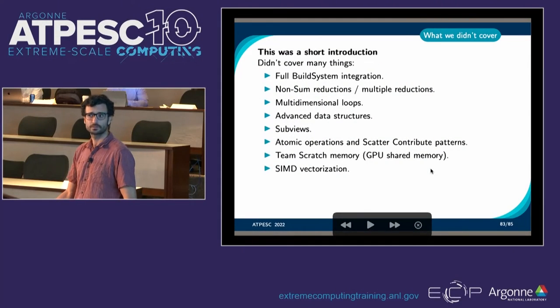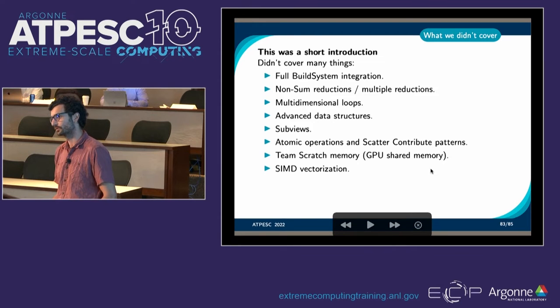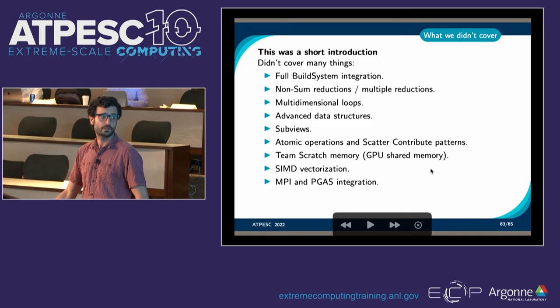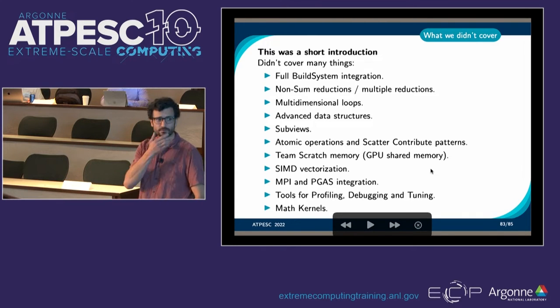It's very powerful. We have something we call team scratch memory. That's how you access what CUDA calls shared memory. So it's way beyond the scope of this short introduction, but we support shared memory. We have SIMD vectorization support. It used to be an external library for Kokkos, but we actually merged that recently, and it's going to be part of 3.7, so you won't have to fetch another library to use it. We have ongoing work. That's a thing I mentioned briefly when I was giving you the Kokkos ecosystem, ongoing work with interoperability with MPI and PGAS integration. All the tools for profiling, debugging, and tuning. Yes, and math kernels and graph kernels, that is.